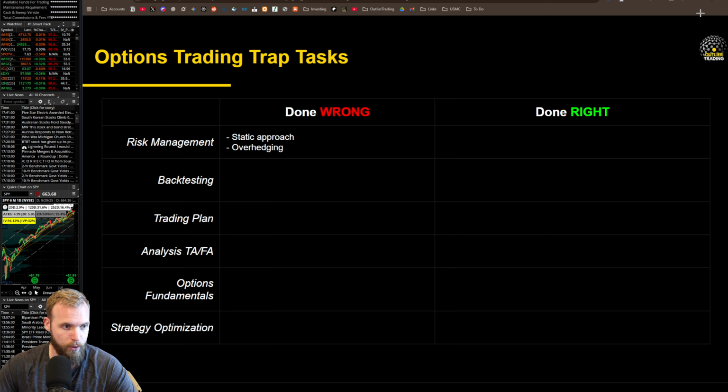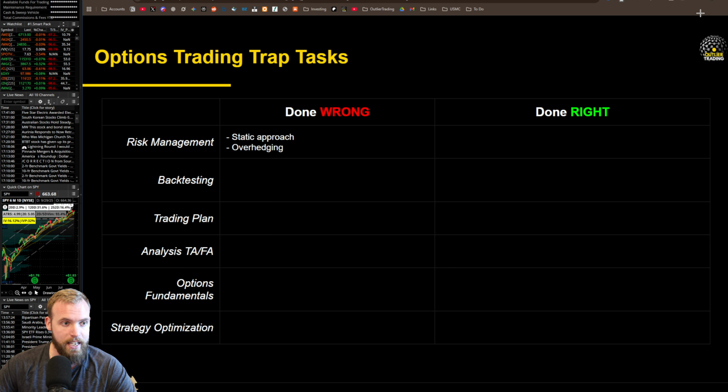So let's start with risk management. The very first trait that's super common is some sort of static approach. What that means is a lot of times traders will say, I always manage risk at X point, or if the stock does this, I get out. And it's completely wrong. It's 100% wrong. And I'll explain why in a few moments.